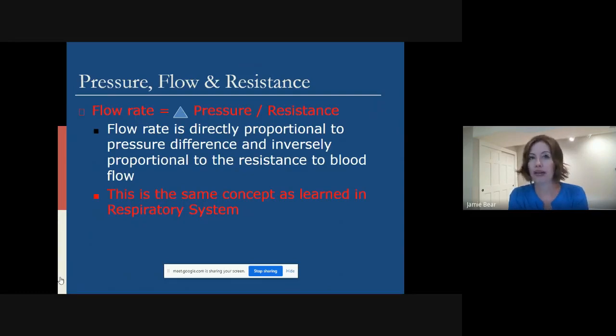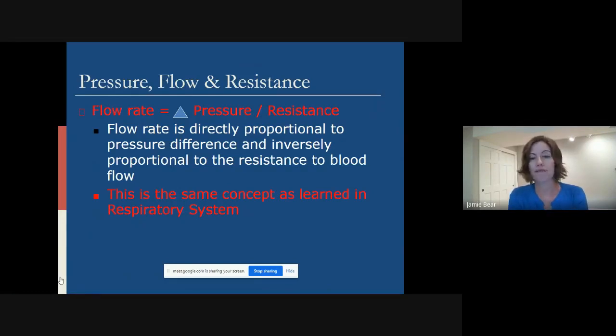Therefore, if we have a lot of resistance, a lot of times created by the atherosclerosis or the plaque that builds up in our blood vessels, it's going to take a lot higher pressure to get that blood flow to move through the whole body. So more resistance requires a greater blood pressure to pump the blood through the body.